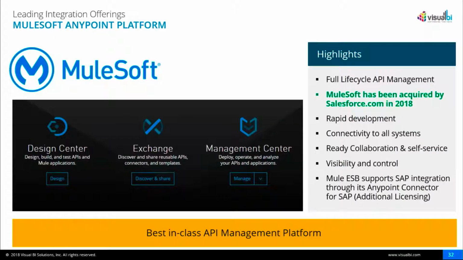MuleSoft Anypoint Platform. This is the full-cycle API management tool that we have. It has something called Mule Enterprise Service Bus, which is a Java-based lightweight enterprise service bus and integration framework. There are hundreds of pre-built and certified connectors, and Anypoint is a runtime engine and a platform that facilitates this integration. It can support rapid development. It has connectivity to many systems, and it offers a lot of visibility and control. This is definitely a best-in-class API management platform. And as we all know, due to its popularity, it was acquired by Salesforce.com in 2018.